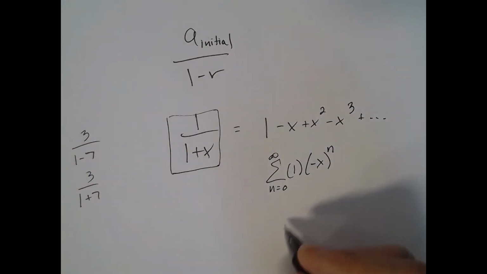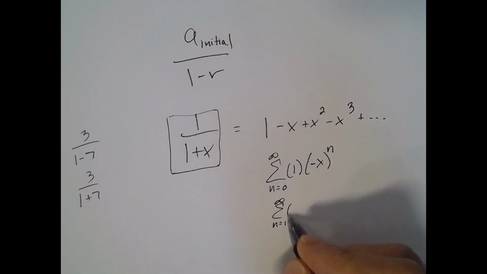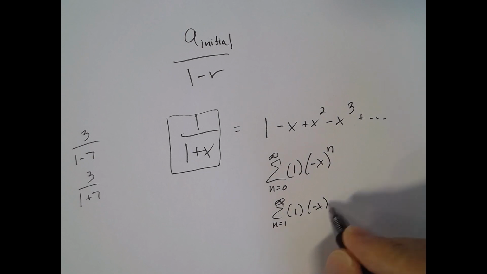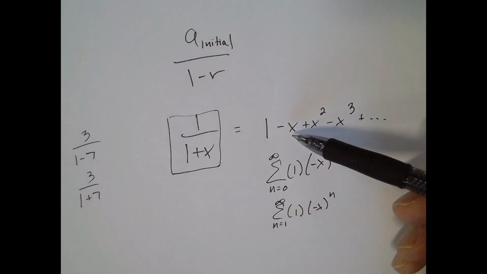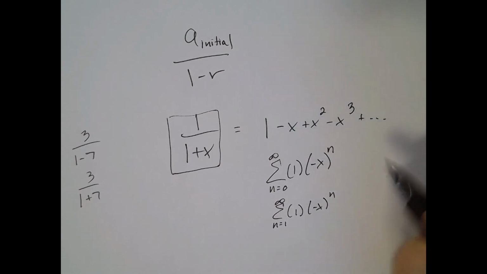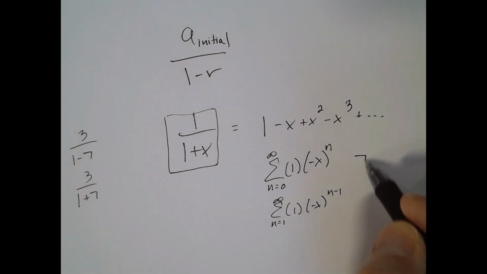So if I did from 1 to infinity of 1 times negative x to the n, that's not going to work because I plug 1 in, that's going to give me my second term, and then my third, and so on. To get that one, we could go n minus 1. Now it would work. So these are identical, same thing.